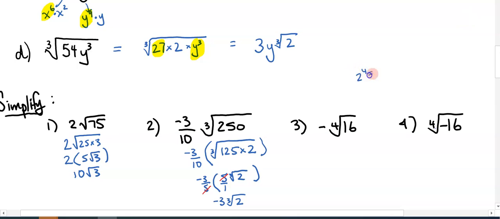2 to the power of 4 is 16, right? 3 to the power of 4 is 81. 4 to the power of 4, etc. They grow really fast, so there's not a lot to choose from. So the fourth root of 16 is 2.